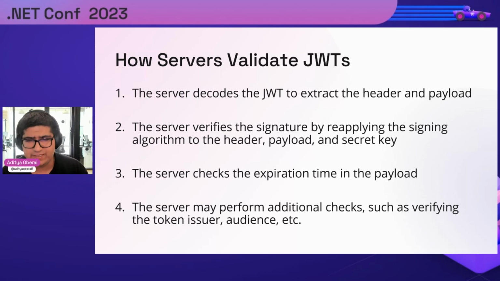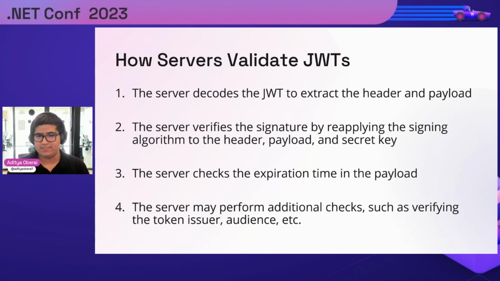The way servers validate JWTs is that when you send your server or your API a JWT, before the server enters the specific action or functionality that you want to leverage, the server decodes the JWT to extract the header and payload. First thing. Second, the server verifies the signature by reapplying the signing algorithm used to the header, payload, and secret key. In case the recalculated signature does not match, the server can evaluate that the JWT has been tampered with.